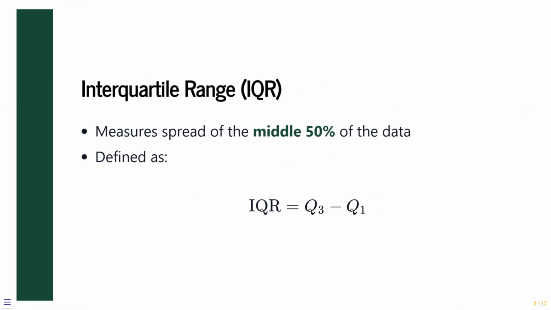The interquartile range, or IQR, measures the spread of the middle 50% of the data. It is defined as the difference between Q3 and Q1. Because it ignores the extremes, the IQR is resistant to outliers.